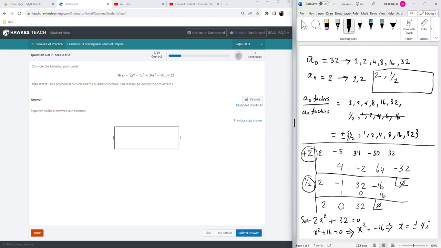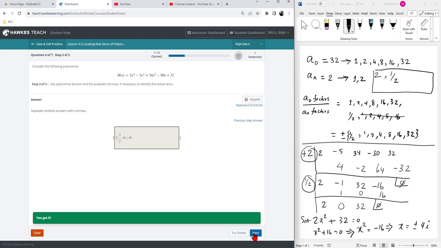Let's enter them in. So that would be 2 comma 1 over 2 comma 4i comma negative 4i. See if that satisfies. Hey, it worked. I know this is a really long calculation, but this is the way this goes, unfortunately.